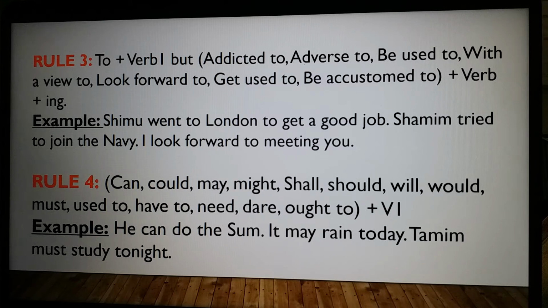He can do the sum. It may rain today. Shamim must study tonight. In these three examples, you see that after modal verbs can, may, must, the verb is used in base form.